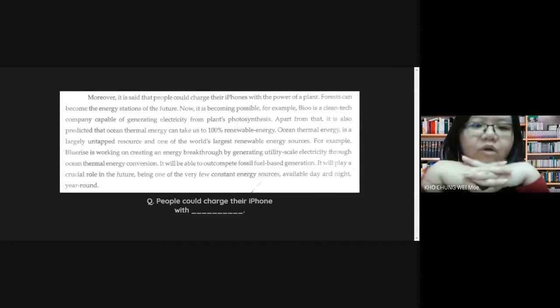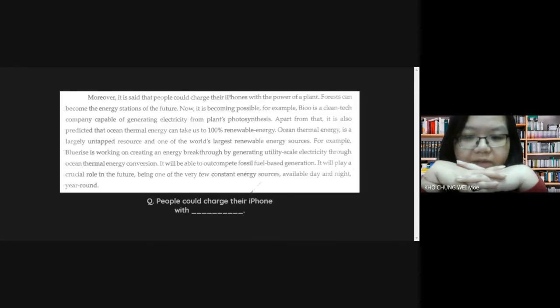Alright, moreover, it is said that people could charge their iPhones with the power of a plant. Forests can become the energy stations of the future. Now it is becoming possible, for example, Bio, a clean tech company capable of generating electricity from plants' photosynthesis.